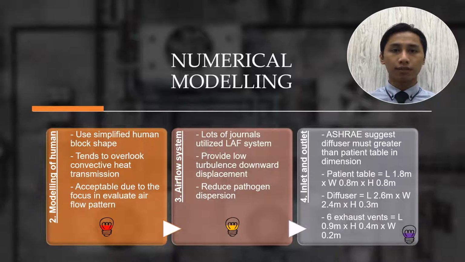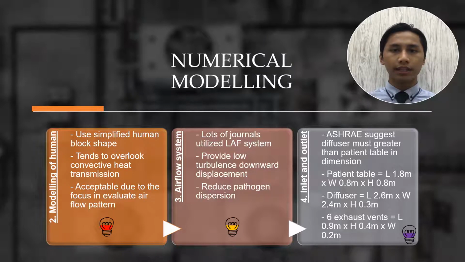Third is the airflow system. This study uses a laminar airflow system as referred to in several previous studies that used the same flow to analyze comfort condition because it provides low turbulence downward flow and reduces pathogen dispersion.